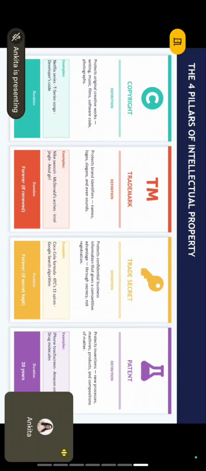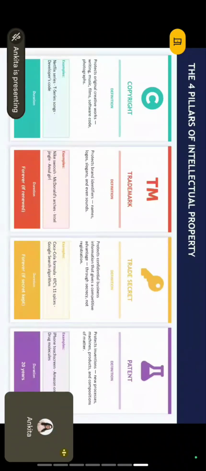If I give you an example of pharma drugs, you see that there are various drugs with different brands like Crocin, Dolo. All these are trademarks. The active drug in these is paracetamol, but the brand name belongs to the company. So this is also a trademark.